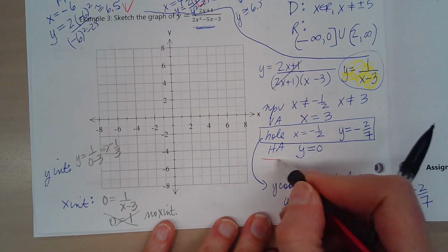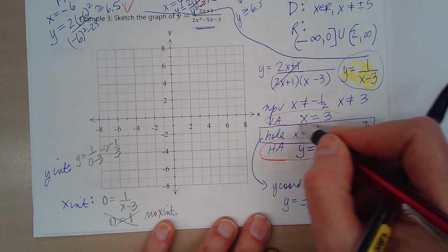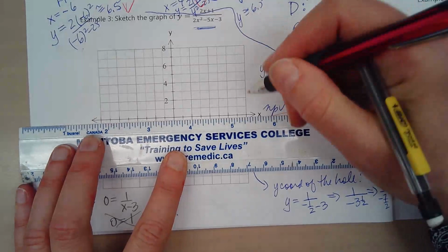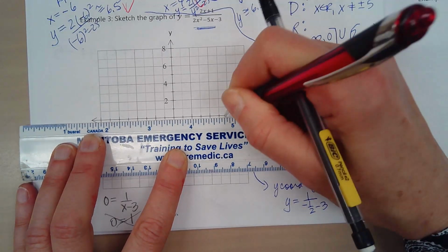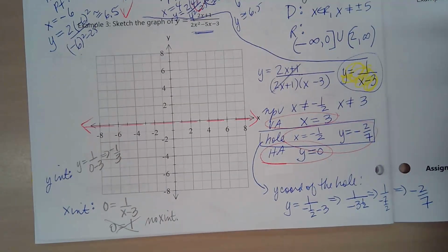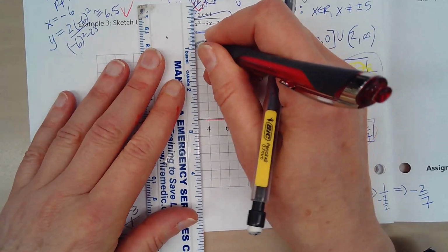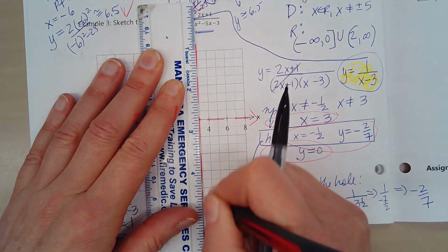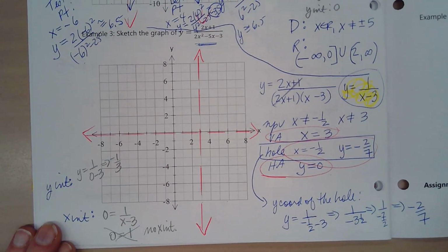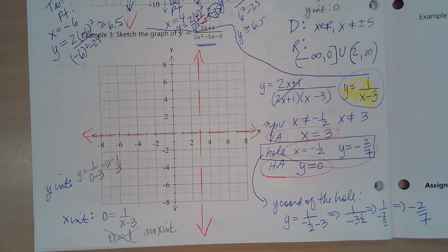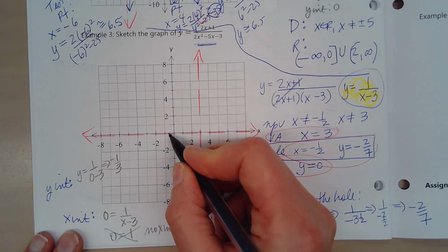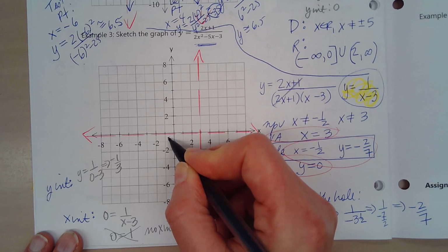Okay, so what have I got to graph here? I've got to graph my horizontal asymptote, my vertical asymptote, and my hole. I'm going to do that first. So here's my horizontal asymptote. My vertical asymptote. The more stuff you have to plot on your graph, the better it is for you in the long run, right? And my hole is at -1/2, -2/7. So -1/2, negative like 0.3, somewhere around here.